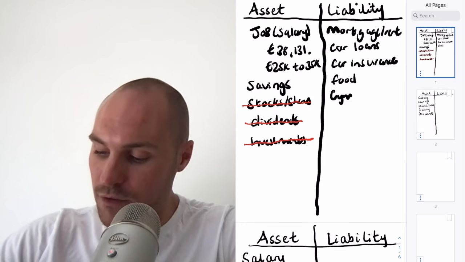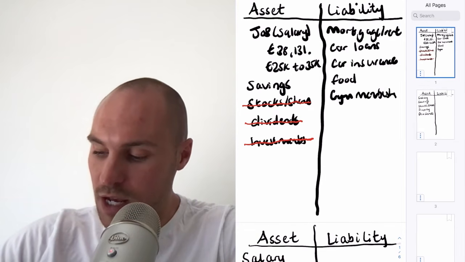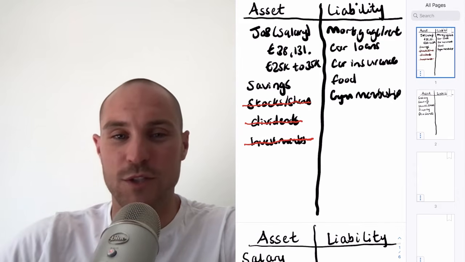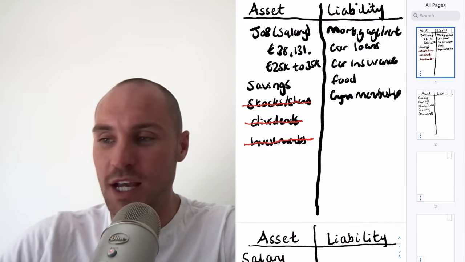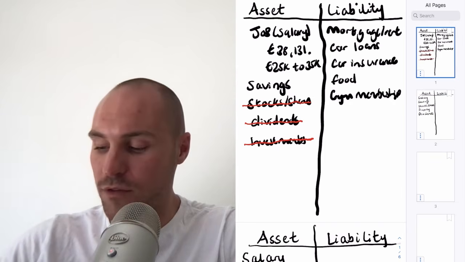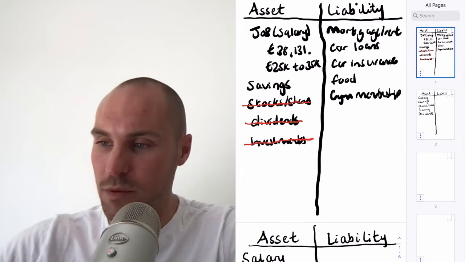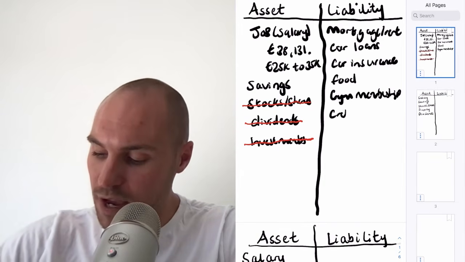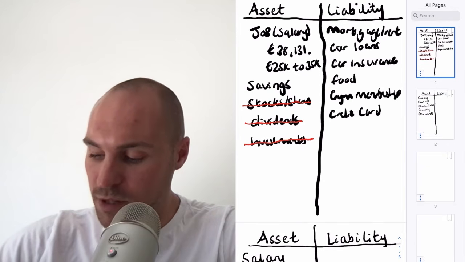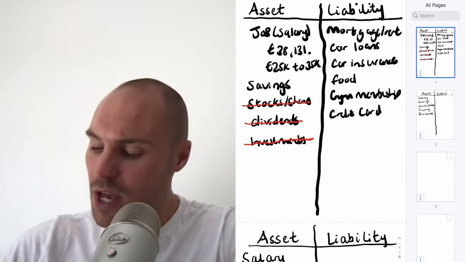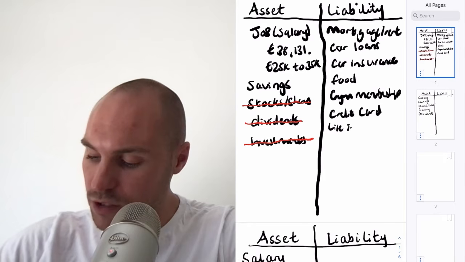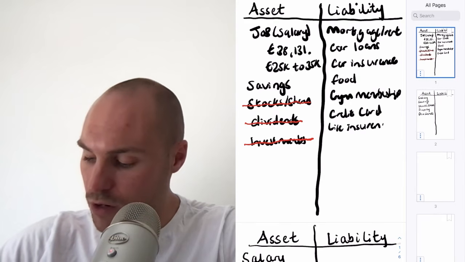I don't know if you're into health and fitness, but I am, and I go to the gym every day. I do all of the infrared saunaing and the cold showers as part of my morning routine. But if you go to the gym and work out, then you'll have a gym membership that you have to pay every month. You may have a credit card, and you may have some money on a credit card that you pay off every month. You may have things like life insurance, so life insurance can go on here as well.